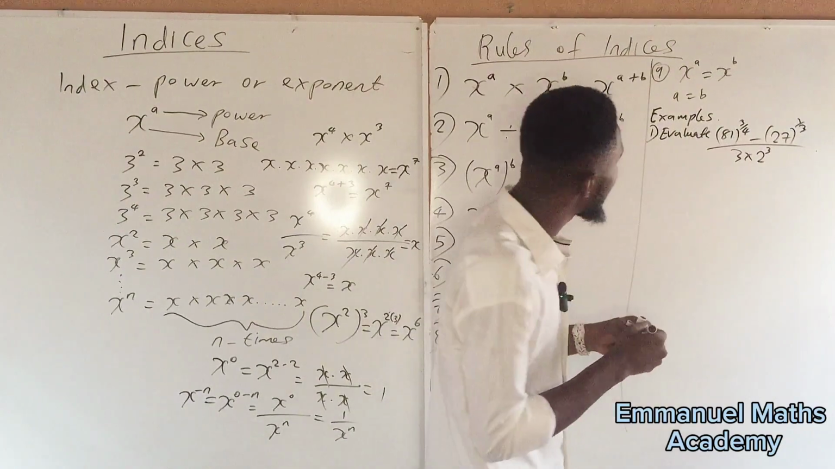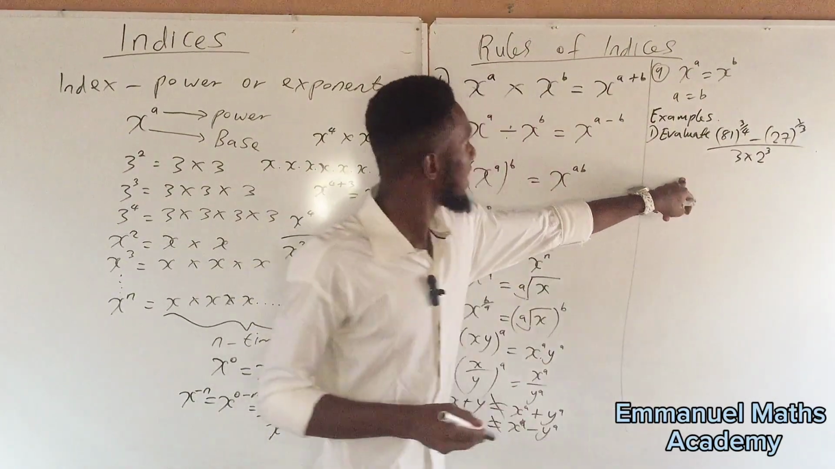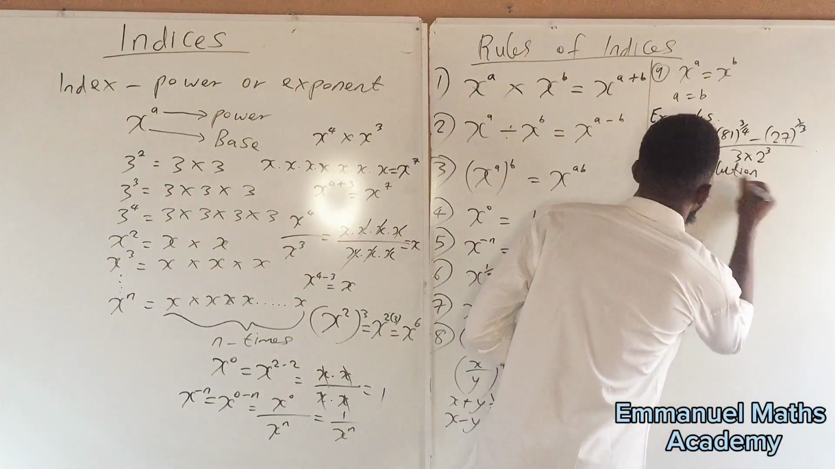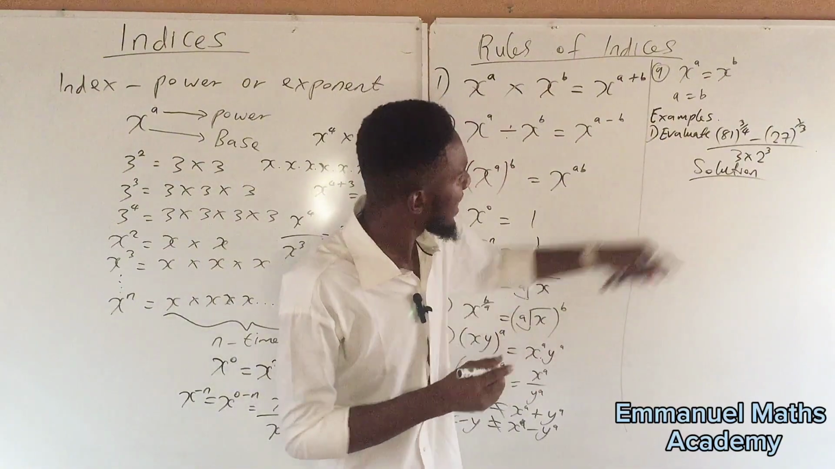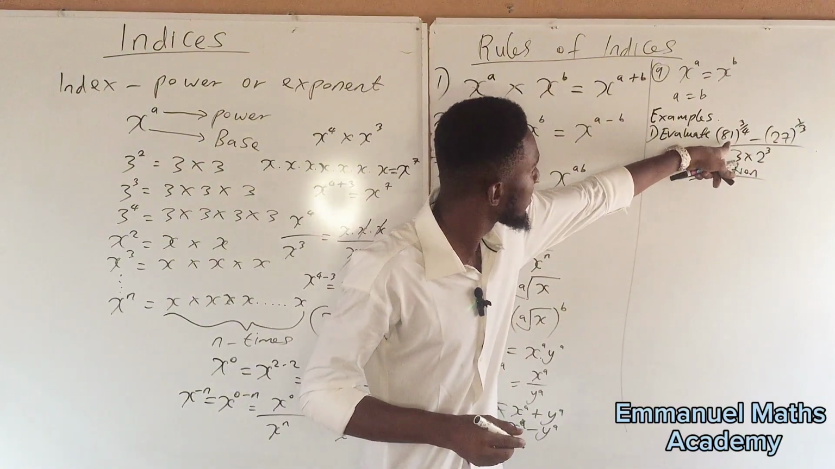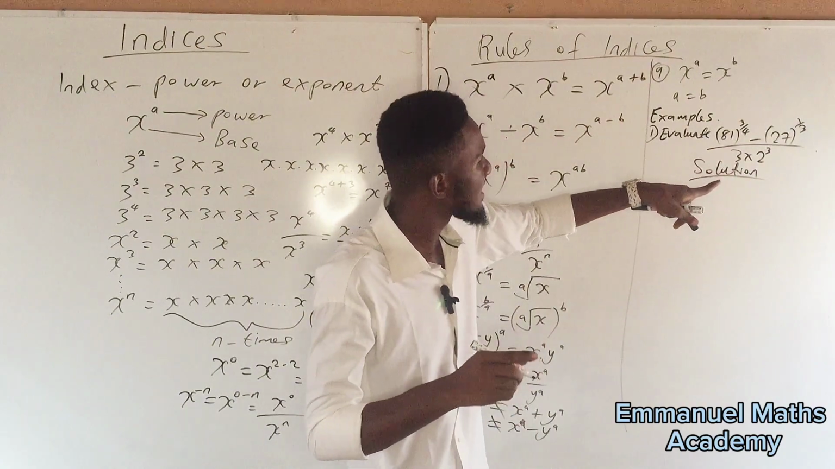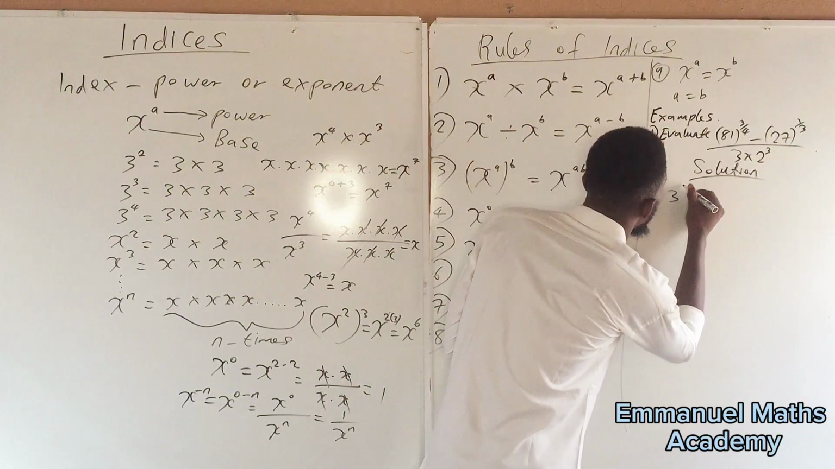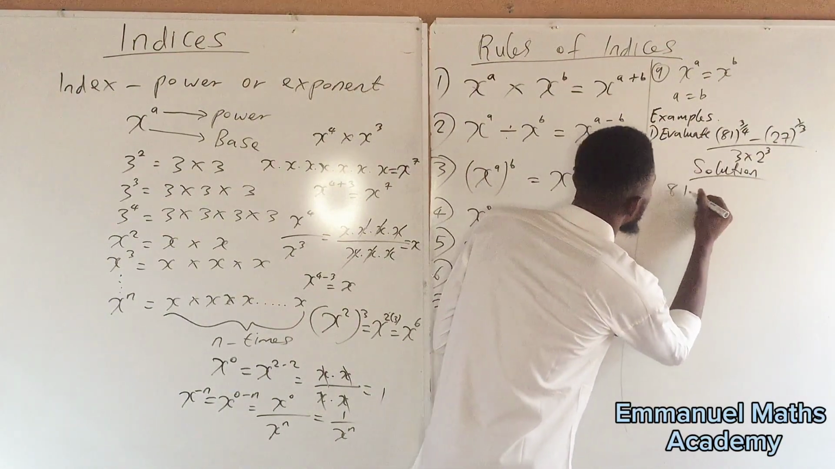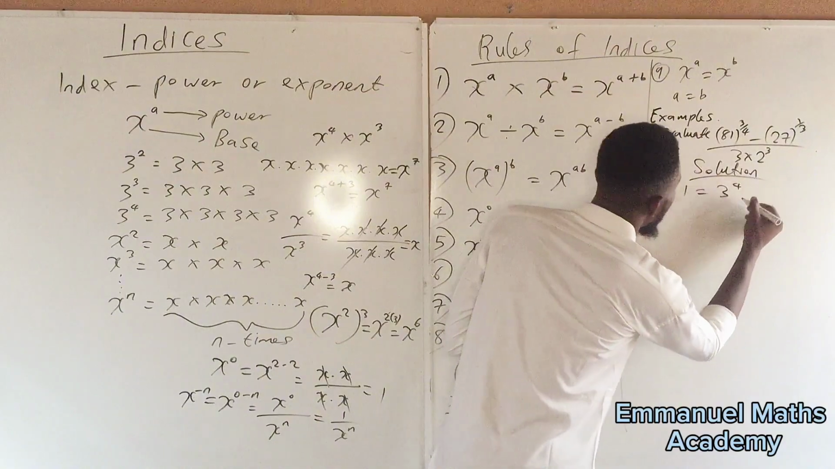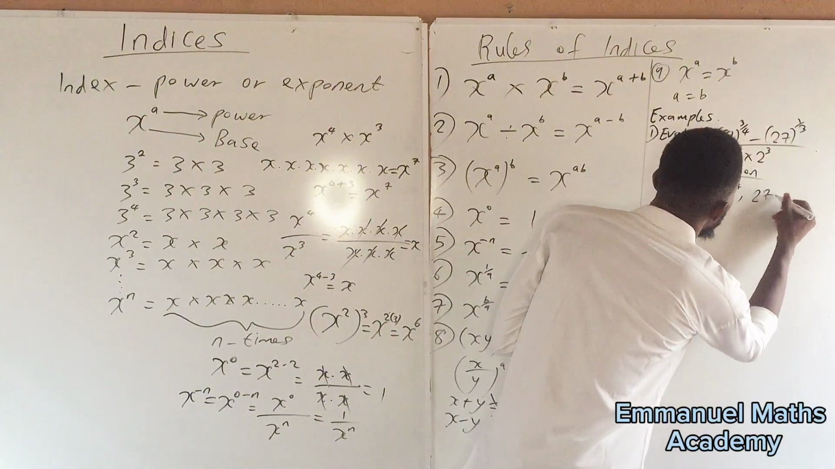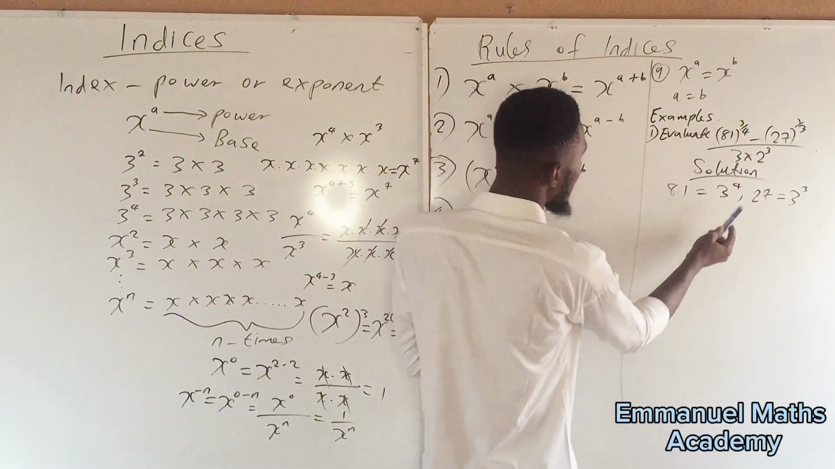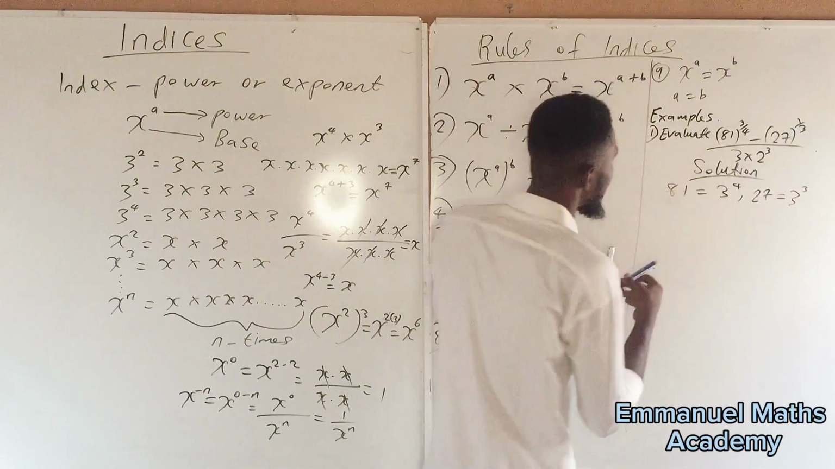We are asked to evaluate this. Let's solve this example applying these rules of indices. From this, you can see that 81 is the same thing as 3 times 3 times 3 times 3, right? That means 81 is the same thing as 3 raised to power 4. And 27 is the same thing as 3 raised to power 3.